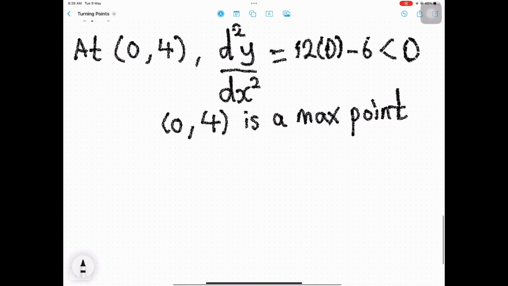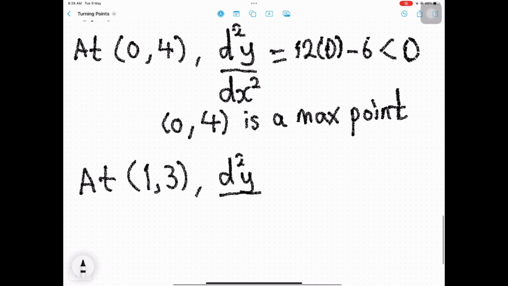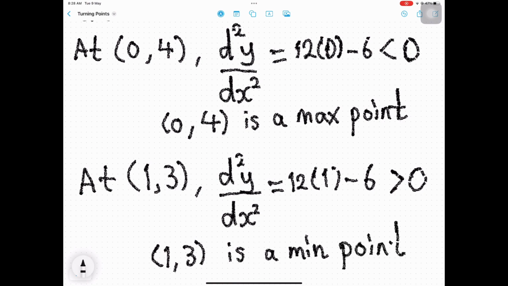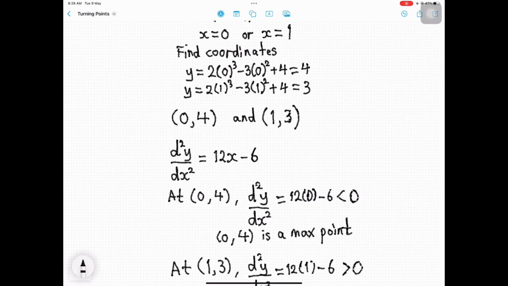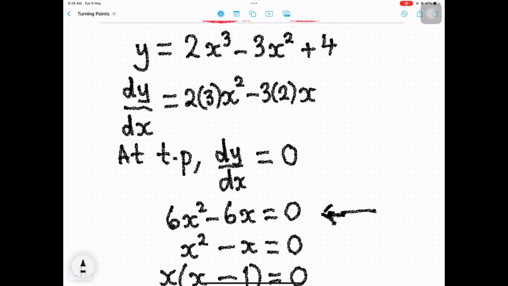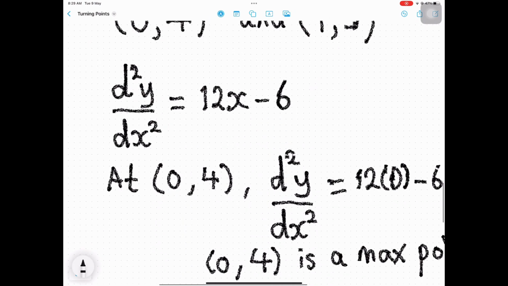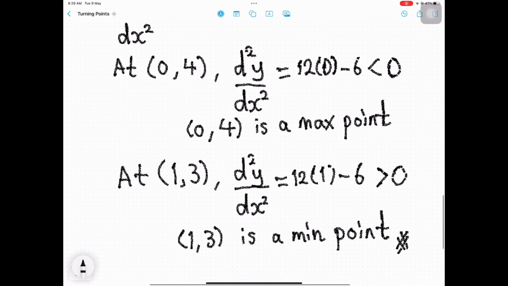Whereas for the other point, (1, 3), at x equals 1, if you substitute into your d2y over dx squared, you get 12 times 1 minus 6, which equals 6. This is greater than 0, so that means (1, 3) is the minimum point of the curve. It's quite easy. Just a recap: first you find dy by dx, let dy by dx equal 0, factorize, find the y, and find d2y over dx squared.